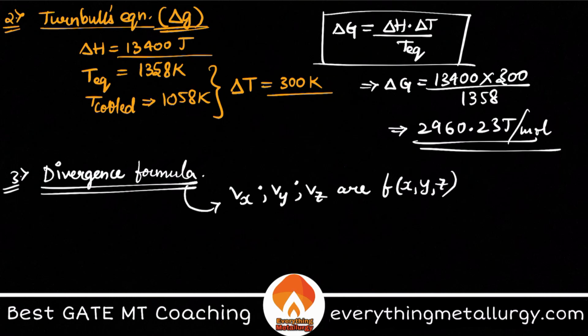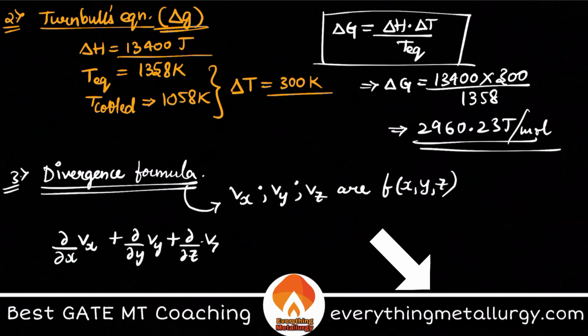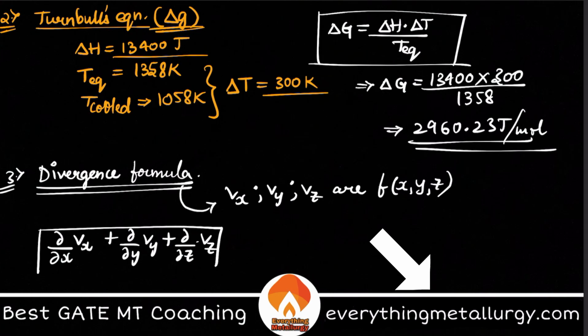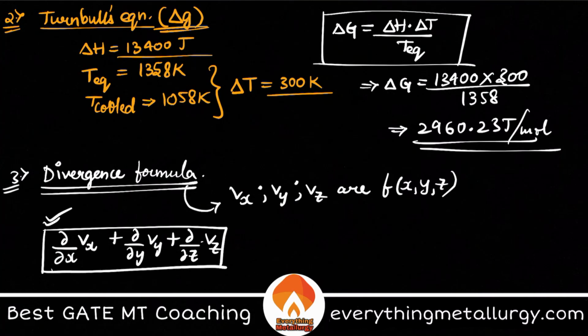So whatever the function or vector is, always remember that the divergence is simply ∂/∂x of the x component plus ∂/∂y of the y component plus ∂/∂z of the z component. That's it. So this is the option.